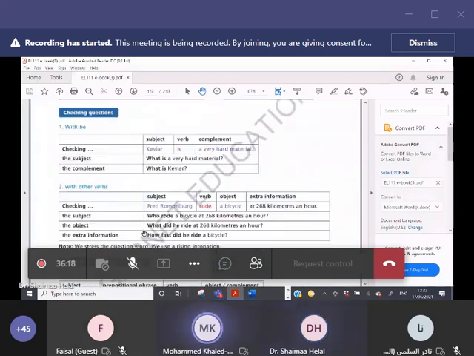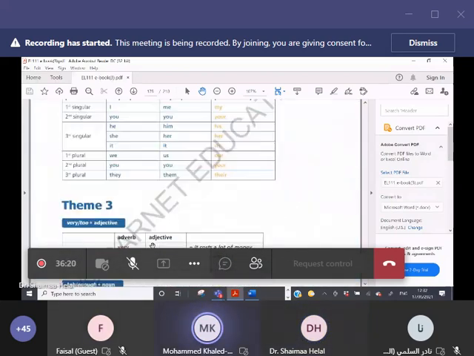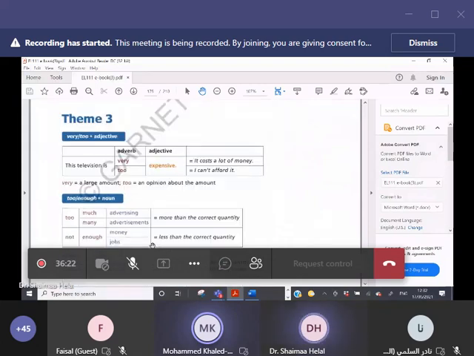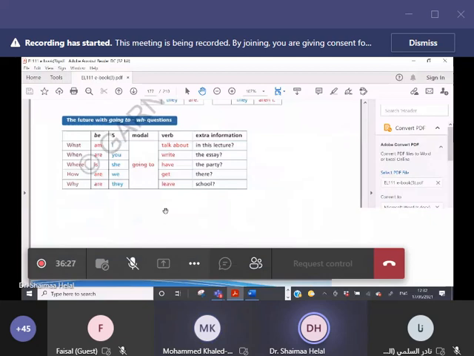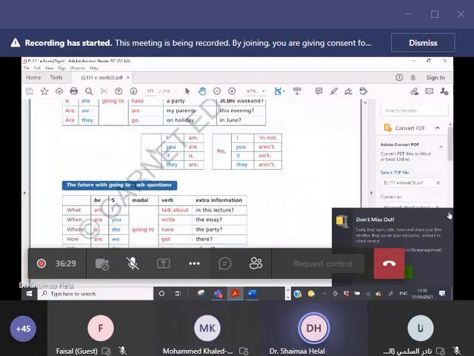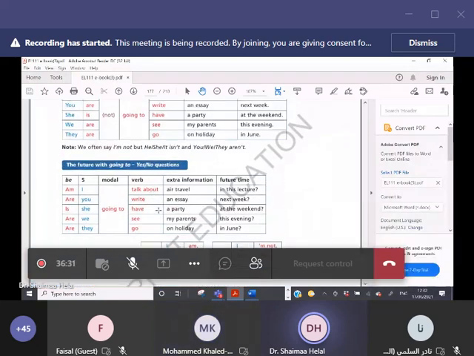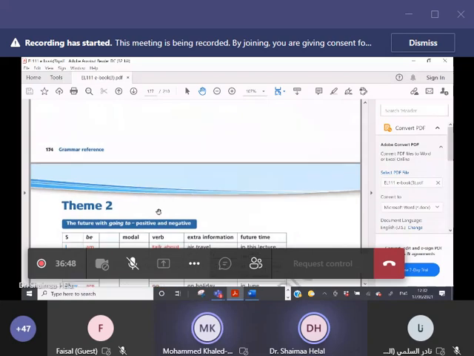Doctor, all this grammar for the exam? No, for theme 3. For the exam, you are going to revise. If you want to revise, you need to revise this part here. From page, just let me check from your book here. From page 172, yes. 173, 174, 175, 176. Finally. Until the top of the page, until here.